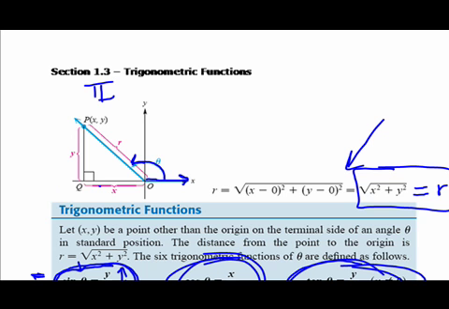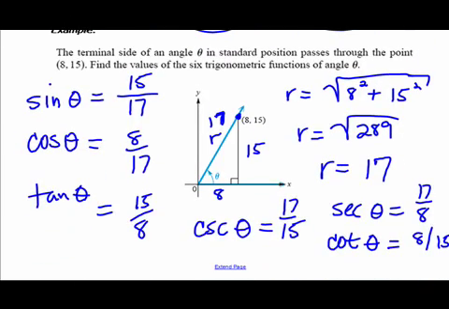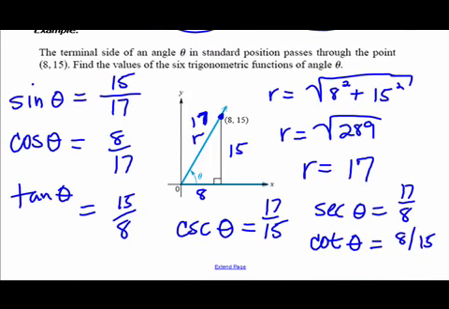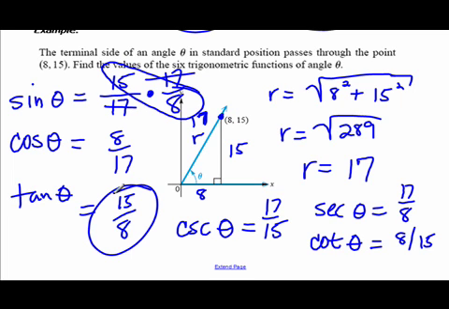Let's go back to the first one that we did, where you were to come up with all 6. If you take 15/17, divide that by 8/17, look what happens. When you divide by a fraction, it's the same as multiplying by the reciprocal. So if I take 15/17, multiply that by 17/8, look what happens. I get 15/8, which was the tangent, right? So later on, we're going to emphasize that tangent is always sine divided by cosine.